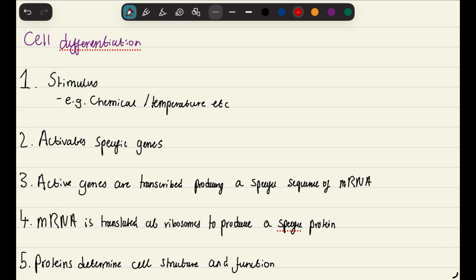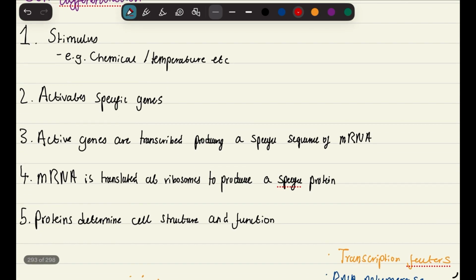Cool. Stimulus, right? Give an example: a chemical, temperature, light intensity, anything. That stimulus causes the activation of specific genes. Your active genes are transcribed to produce a specific sequence of mRNA. When I say a gene is active, we'll cover this in a later video about epigenetics, but I generally mean the promoter is accessible. But yeah, your active genes are transcribed to produce a specific sequence of mRNA.